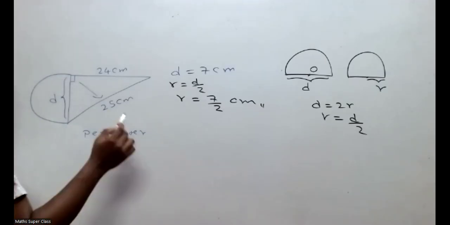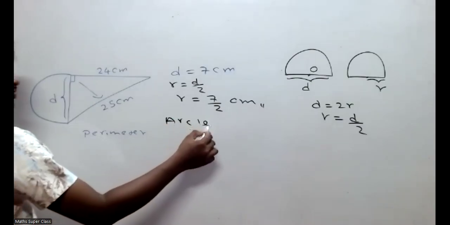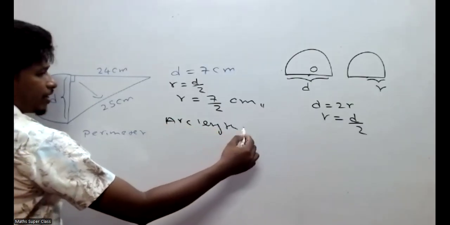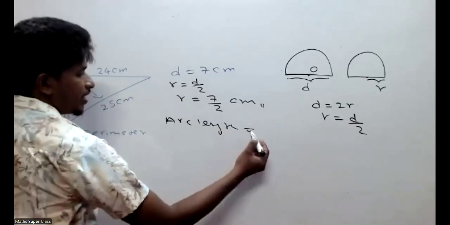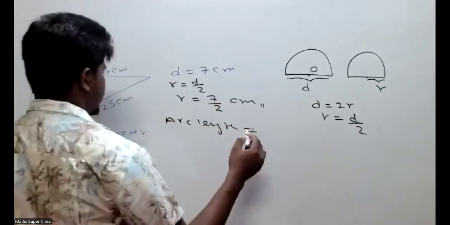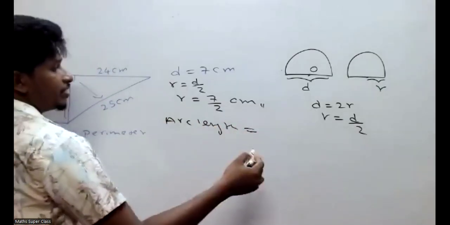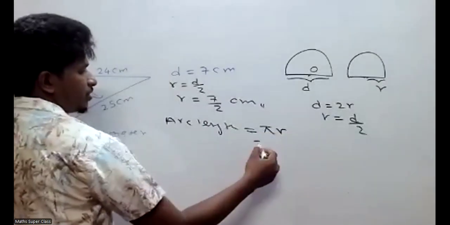So now you have to find out the arc length. I'm not going to write arc length of semicircle. Why? There is only one semicircle. If there is any other semicircle or any other circle, then I have to write arc length of, as we have mentioned in the figure, but here only one. Pi r. You know this one, okay?